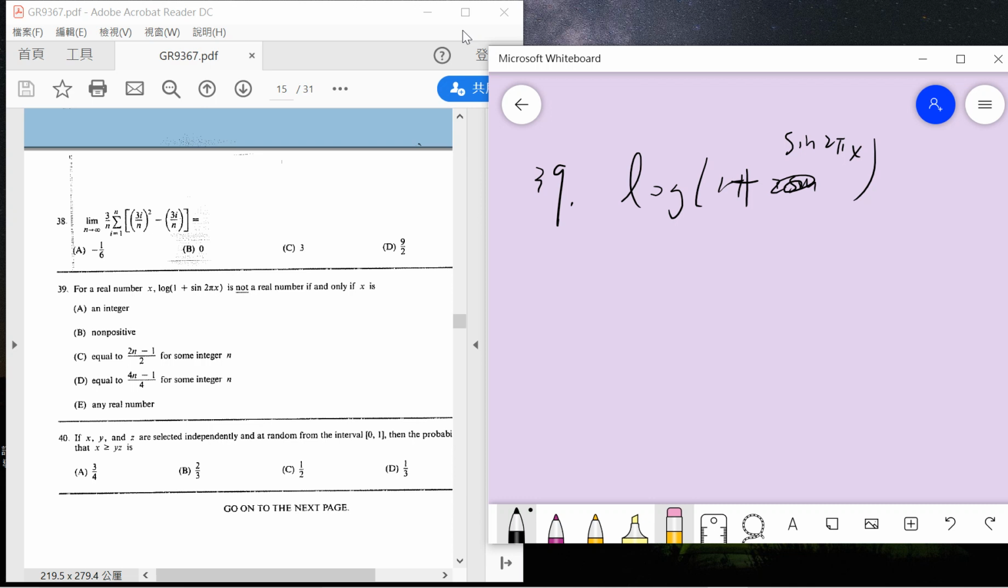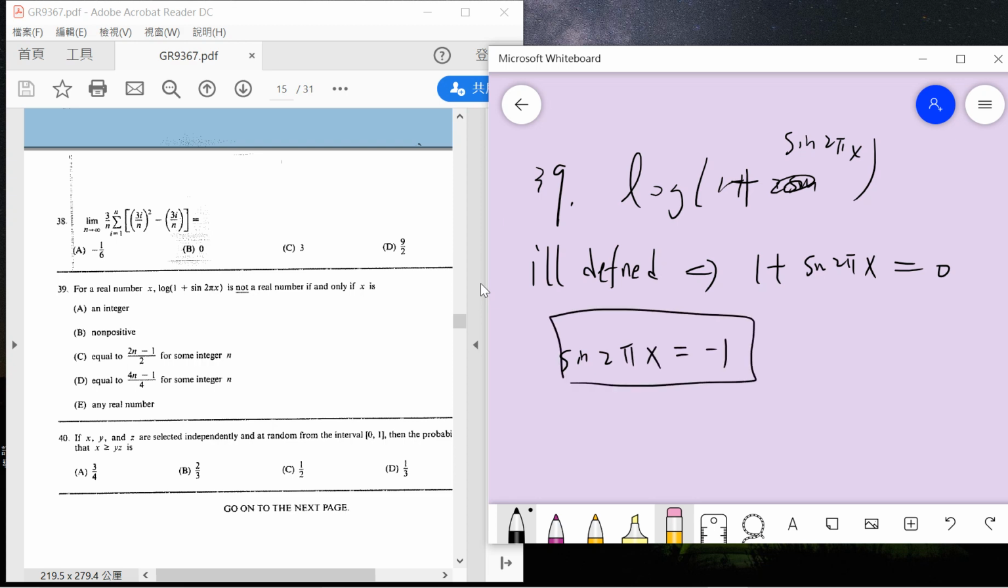But the minimum for sine 2 pi x is minus 1. So when it is ill defined, it means that 1 plus sine 2 pi x is 0, right? Because otherwise, it is 1 minus some number which is smaller than 1, then it's positive, then it's well defined. So all we need to know is sine 2 pi x equal to minus 1. We need to find the answer.